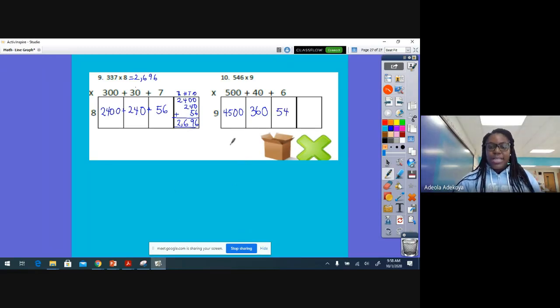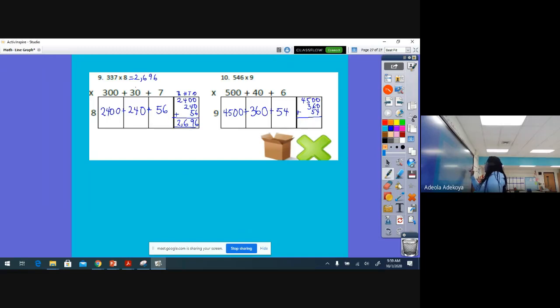All right, so this is not the end. I also need to go ahead and add all of these factors together. I've got 4,500, 360, and 54. I'm going to add all these numbers together.